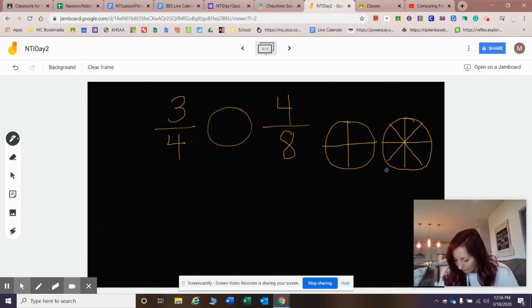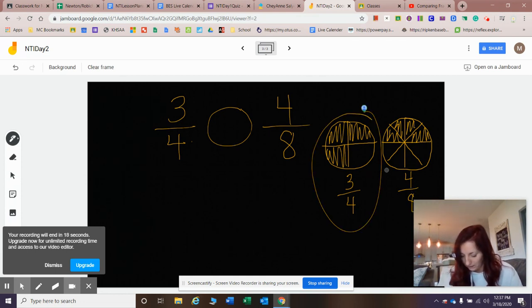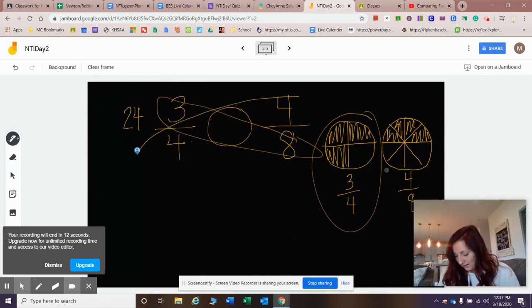All right, 3/4. I'm going to color 3 out of the 4. There's my 3/4. Then I'm going to color in 4 out of the 8. There's my 4/8. Right now, this one looks bigger, but let's cross multiply to be safe. 3 times 8 is 24. 4 times 4 is 16. Therefore, we know that 3/4 is greater than 4/8.